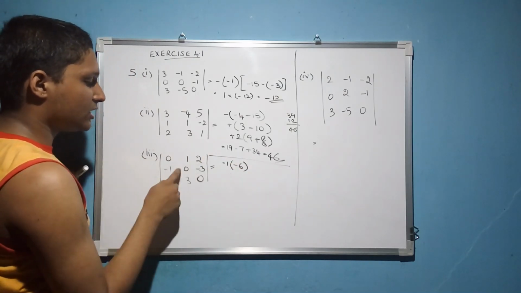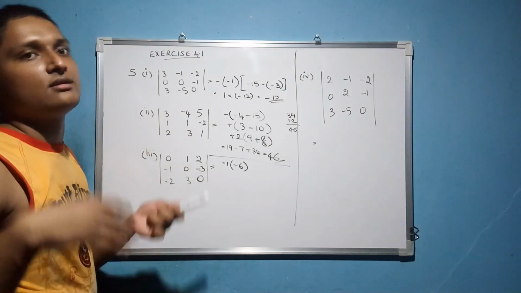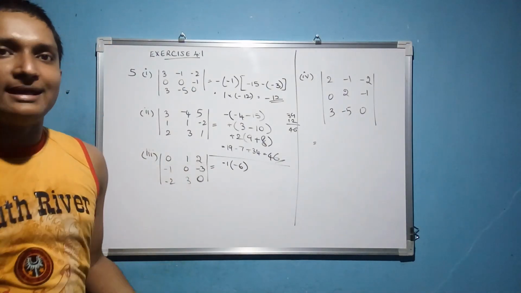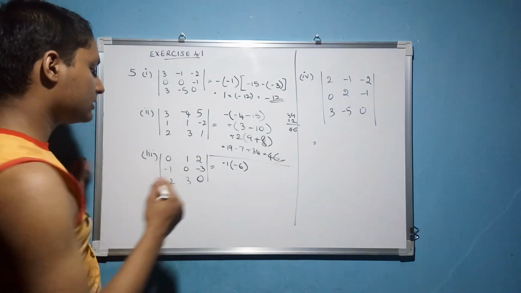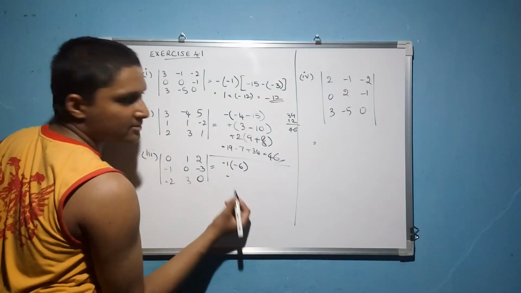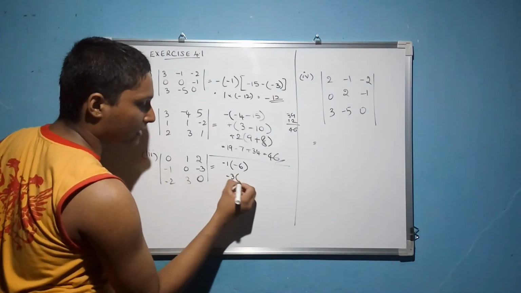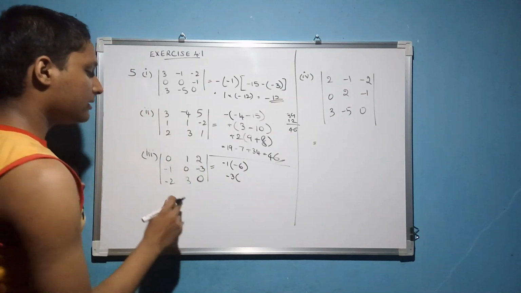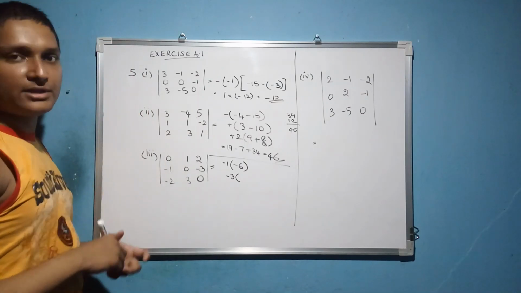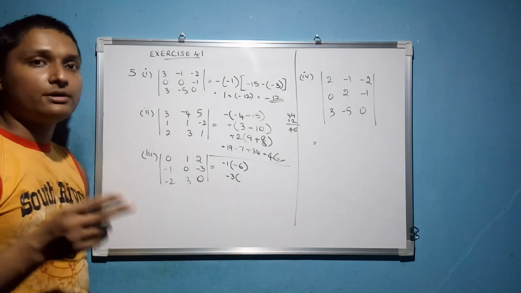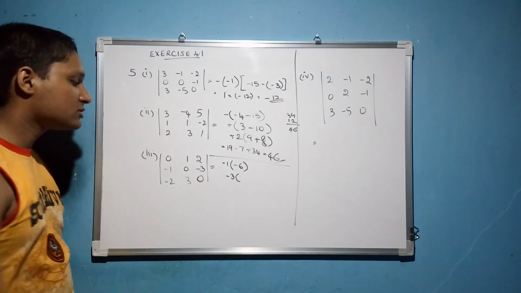Then the second term is 0. I need not bother about this sign, so it is 0. The whole term is going to vanish. Now you have a 3. Since it is the third term, I should have a negative sign. Then you have one 3 here. The remaining part is finding the determinant of the order 2 matrix that we are going to get over there.